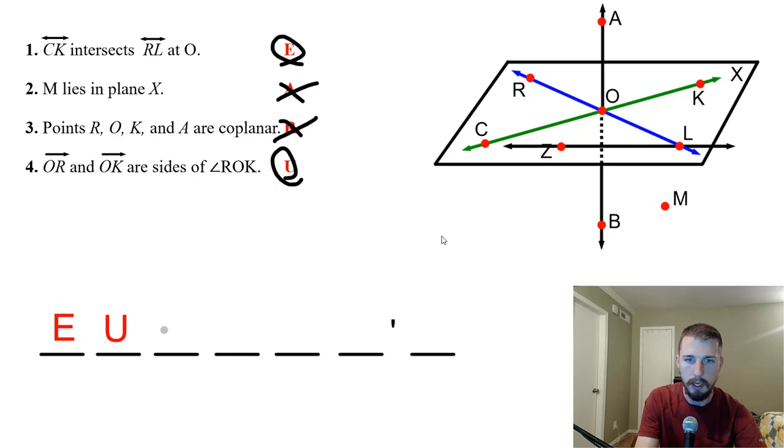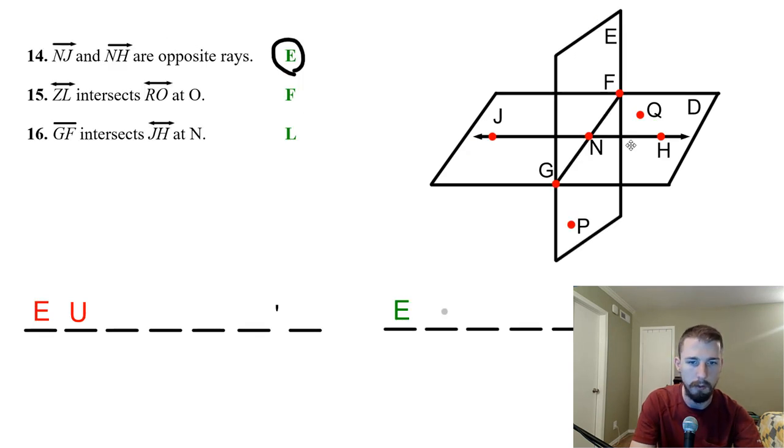All right, so we have ZL and RO. RO is going to be the blue line, and then ZL is going to be the black line. Do those intersect at point O? No, they intersect at point L. So that one would be false. So we can cross it out.